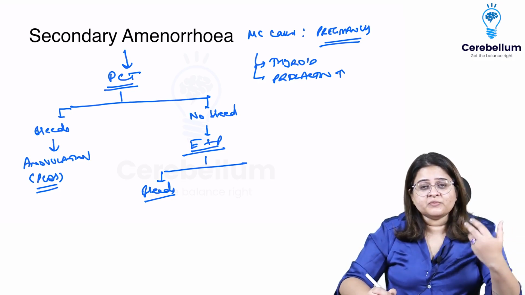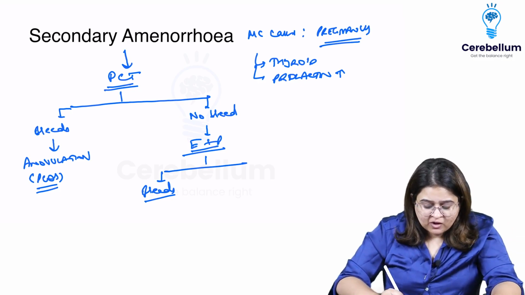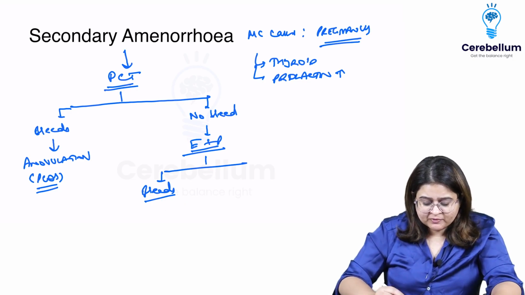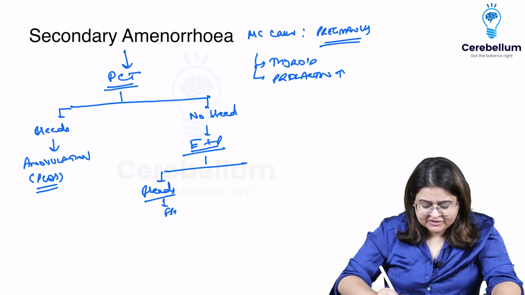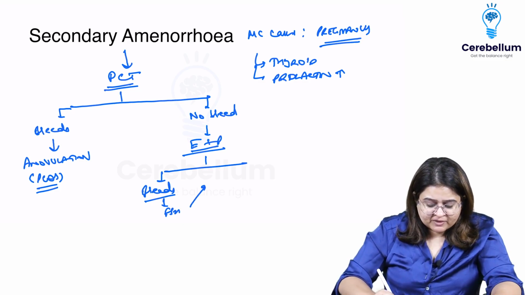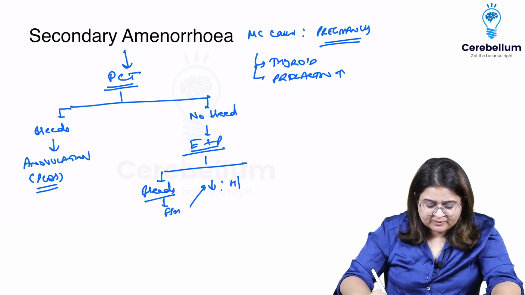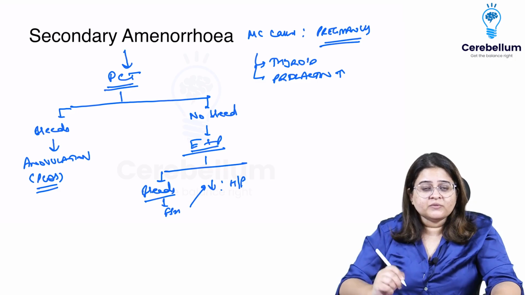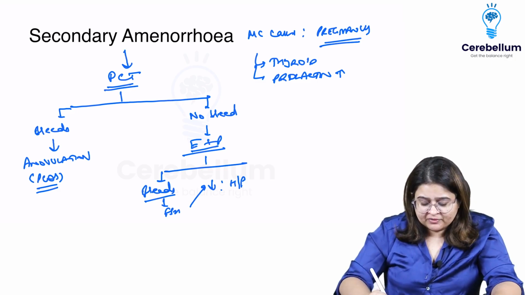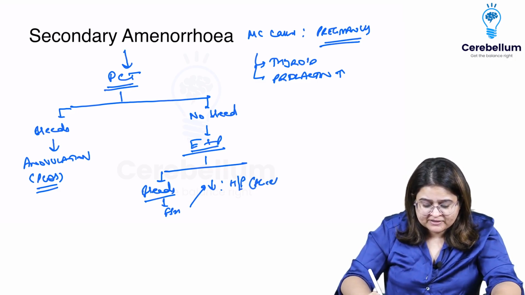That means there's a problem in her HPO axis. So how do we know where the problem is in her HPO axis? We get an FSH done. If the FSH comes as low, that means the problem is probably in the hypothalamus or pituitary, and a common pituitary cause of secondary amenorrhea is Sheehan syndrome.